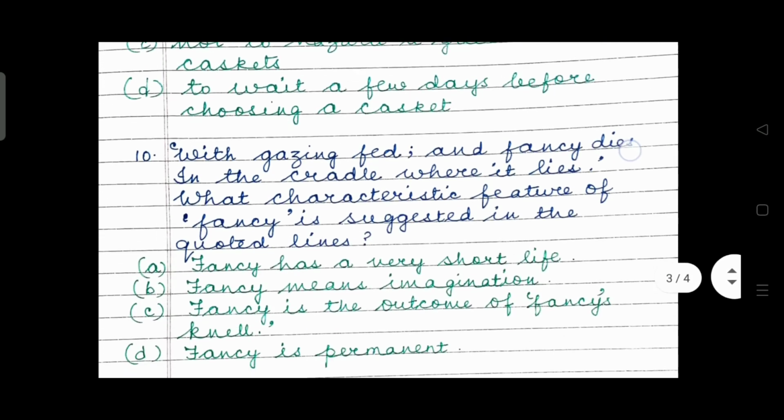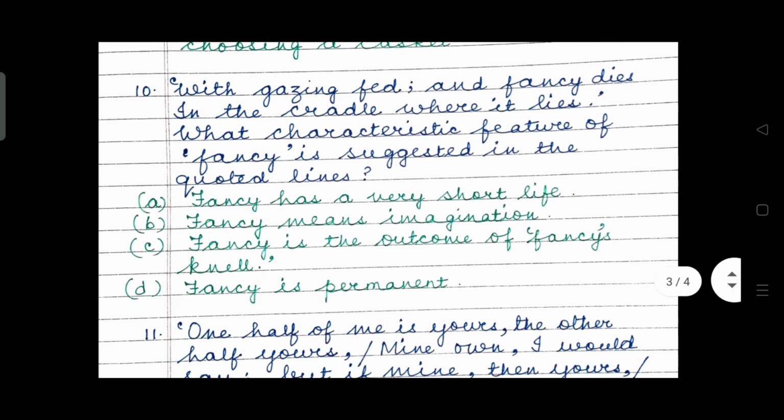Next, question 10. "With gazing fed, and fancy dies in the cradle where it lies." What characteristic feature of fancy is suggested in the quoted lines? Fancy has a very short life. Fancy means imagination. Fancy dies with the knell, and fancy is permanent. The right answer is: fancy has a very short life. The transitory nature of fancy. Attraction.